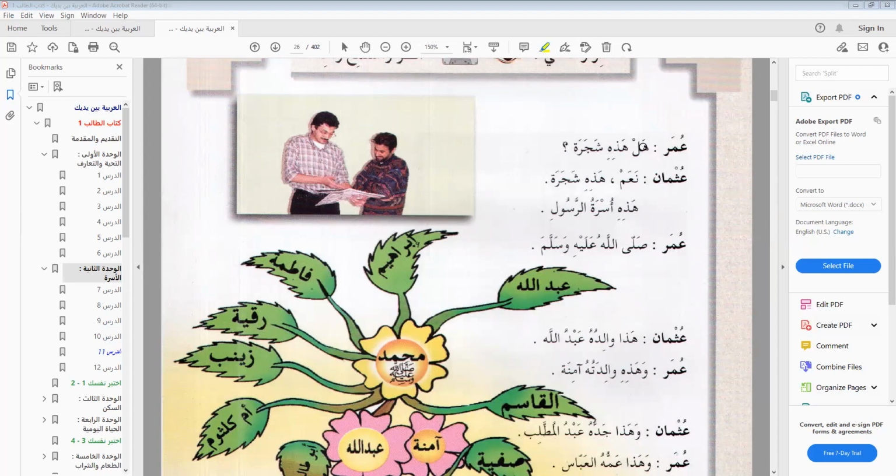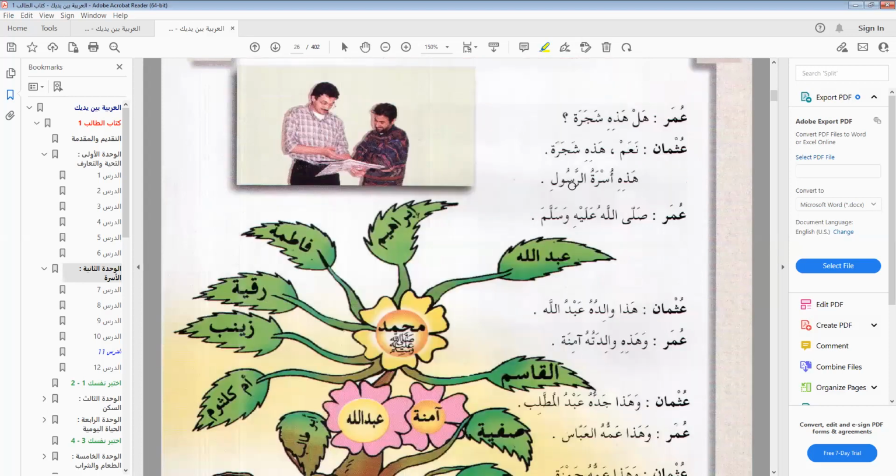Hal means 'is', like in English, 'is this', so use it for questions. Hadhihi means this, don't forget. So if you are blending, is this, hal hadhihi shajaratun, a tree? Then Uthman says, Na'am, yes, hadhihi shajaratun, this is a tree. Hadhihi usratu Rasul, this is the family of the prophet. That's the prophet's family tree.